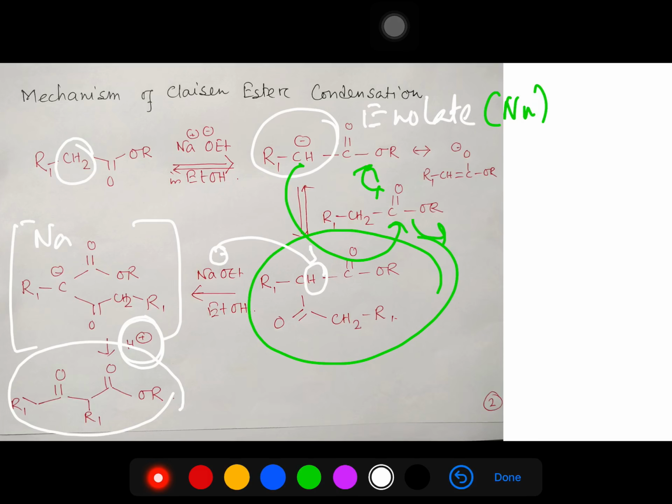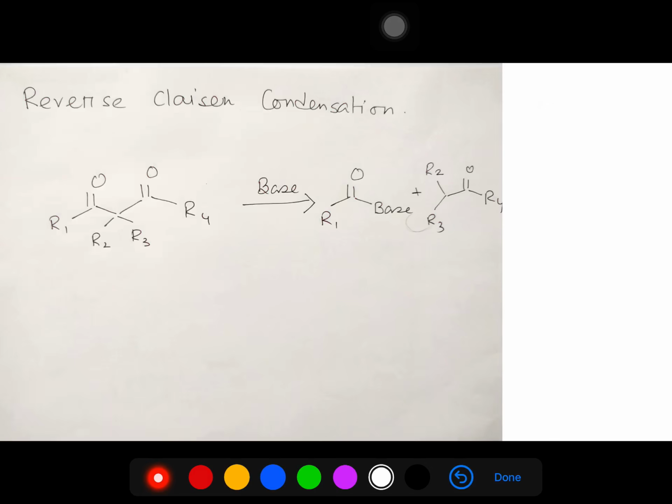So the second question comes, what do we mean by reverse Claisen condensation? See, let's discuss this reverse Claisen condensation. In this case, what is essential? That two alpha hydrogen should be replaced by two alkyl groups. Okay, so these are two alkyl groups. Consequently, what happens? Base cannot abstract. In the previous case, there was an active methylene proton, but here the base cannot abstract any.